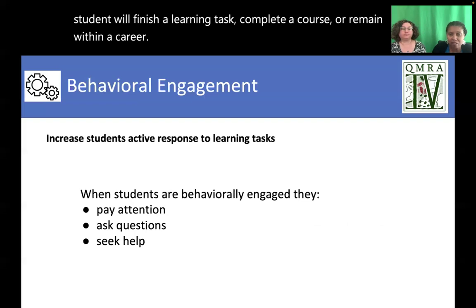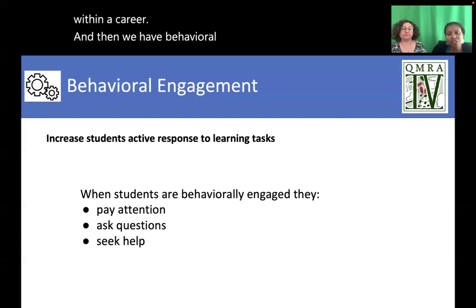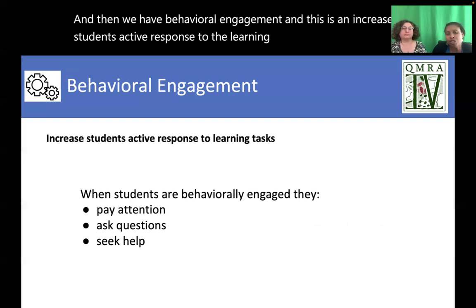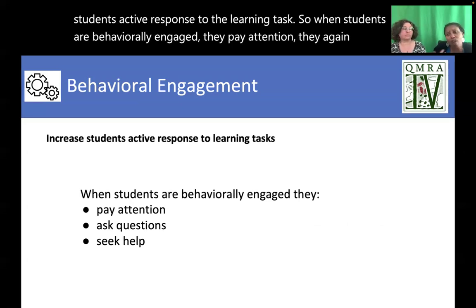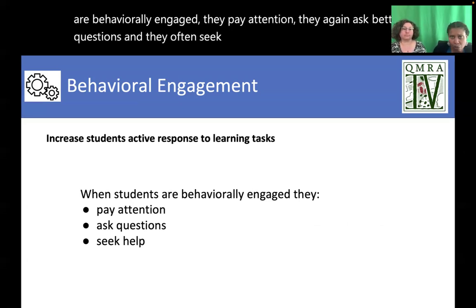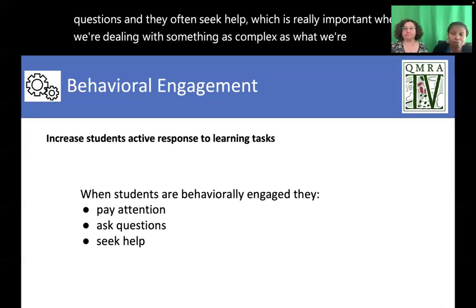And then we have behavioral engagement. This is an increase in students' active response to the learning task. When students are behaviorally engaged, they pay attention. They, again, ask better questions, and they often seek help, which is really important when we're dealing with something as complex as what we're trying to teach. Absolutely.